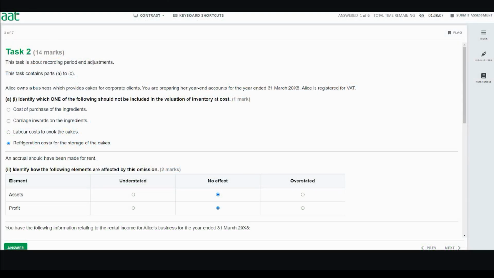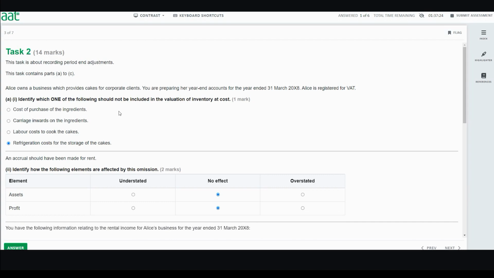Part 2 of the AAT Practice Assessment 1. Okay, so task 2A.1 says identify which one of the following should not be included in the valuation of inventory at cost. It's only 1 mark, so don't spend hours on it.